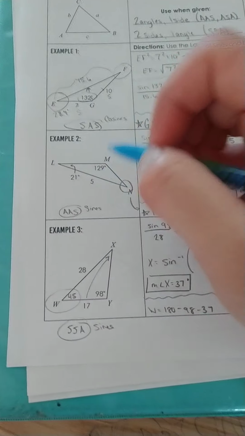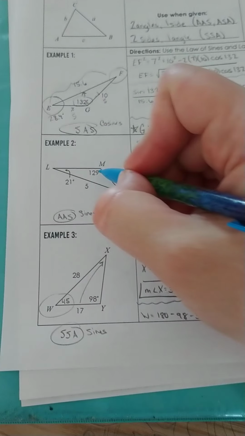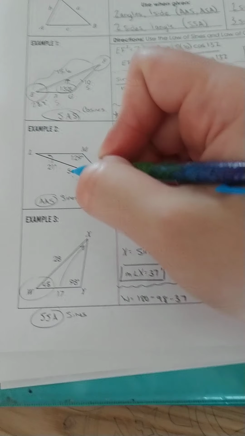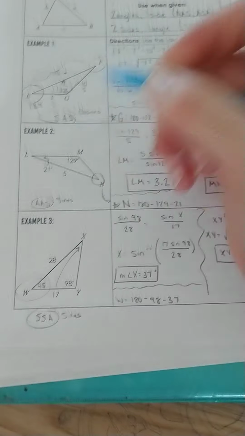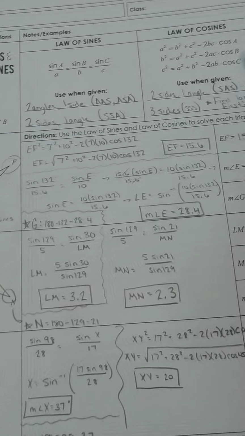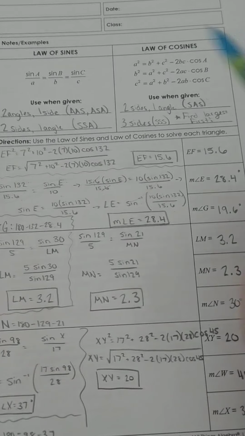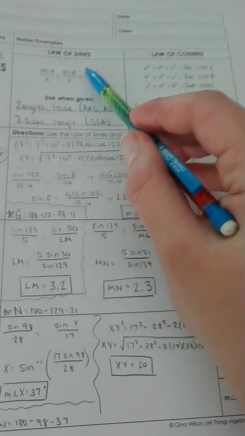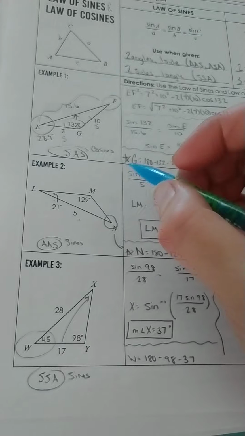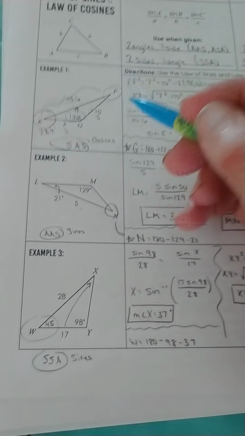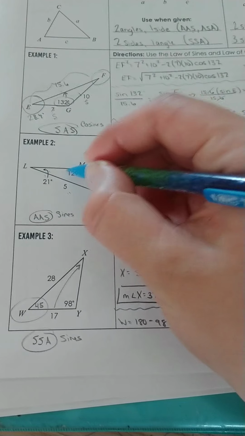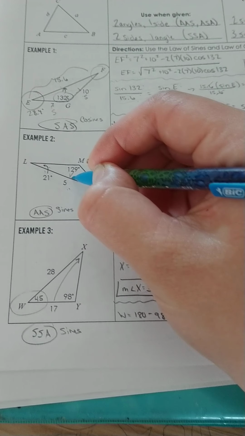So, example 2. All right, you have an angle, then an angle, then a side. Or if you went backwards, you have side, angle, angle. So come up here. Which of these goes either angle, angle, side, or side, angle, angle? So this is going to be a law of sines. Law of sines, that's where we're starting. Means find your matching angle-side pair. So I'm given 129, and directly across I'm given 5.